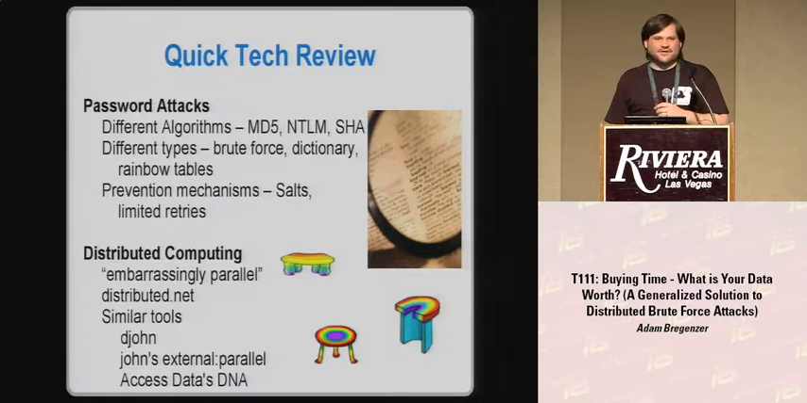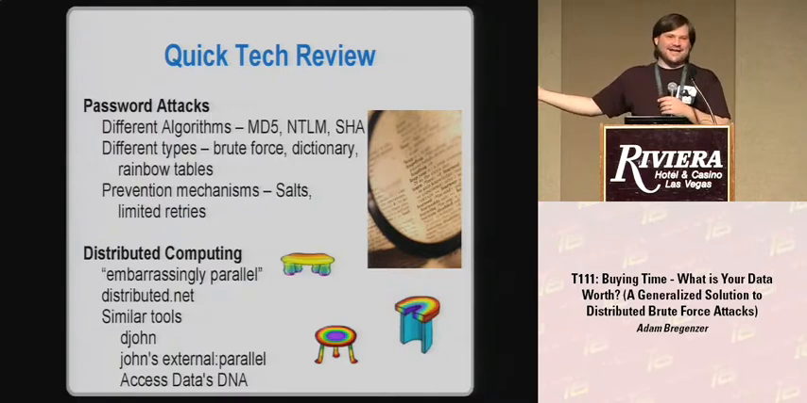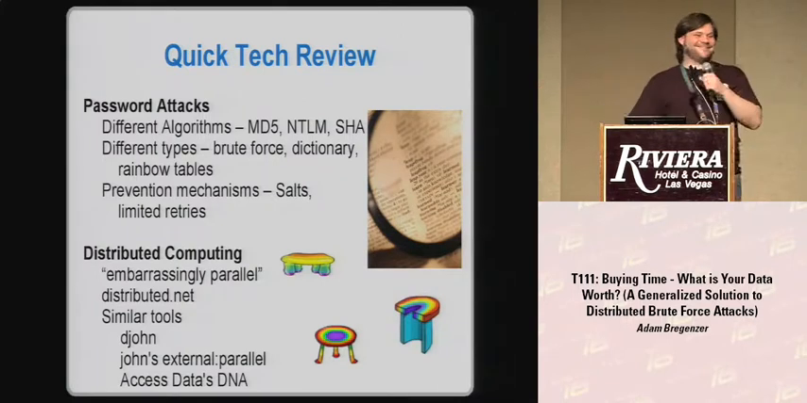Other tools that are similar to this: DJohn is John in the distributed format. It's not as easy to use as this, but it's one approach. John, through its ability to add functions to it, someone has written a parallel function that you can use to make it at least run parallel on the same machine, and maybe through some creativity get it to run across separate machines. And AccessData has a commercial product called DNA that appears to be very similar to this approach, but it's not GPL'd.